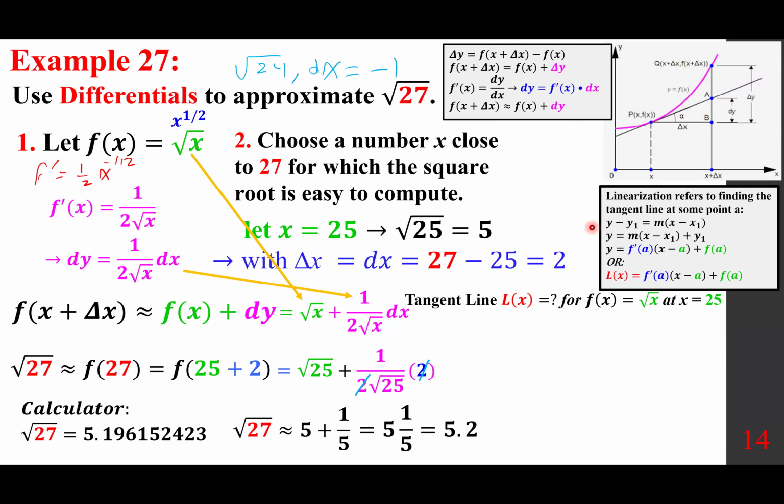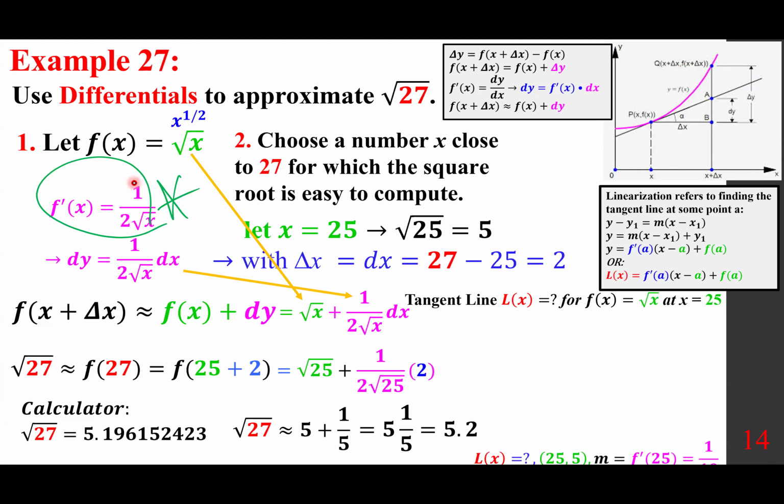So when we plug in 25, we get 5. So that's the pair 25 comma 5. M, you have to go with this one. Let me erase everything. Here's where you find the slope. If you plug in 25, you get 5 times 2 is 10, 1 over 10.